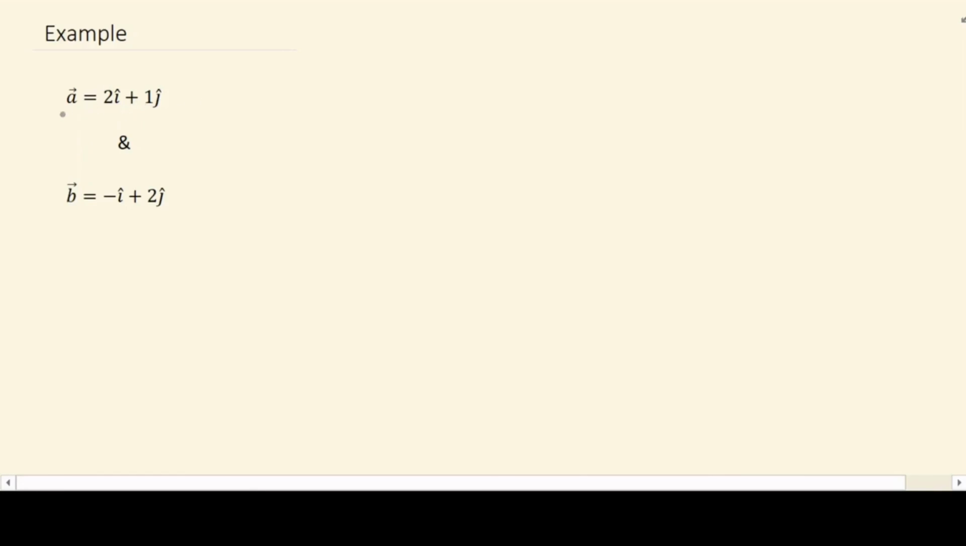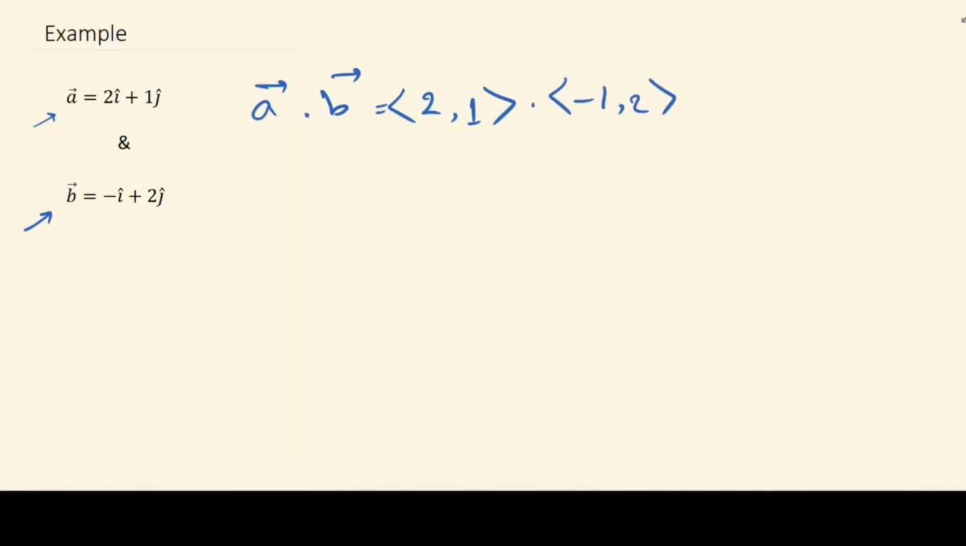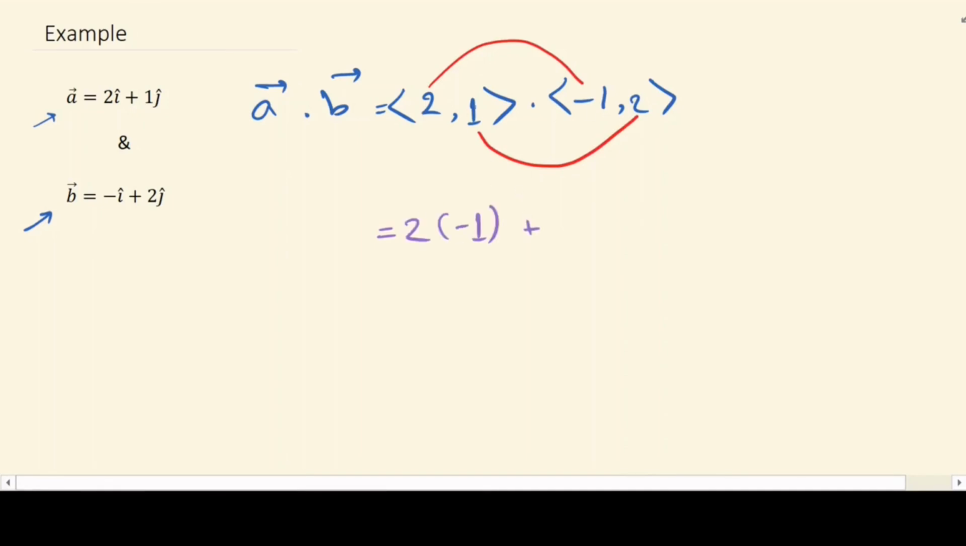So as an example, let's take a look at these two vectors, A and B, and we want to see if these vectors are orthogonal. So let's calculate the inner product of A and B. A dot B equals the inner product of (2, 1) and (-1, 2). We just need to look at the corresponding components and find the products of these corresponding components. The first component is going to give us 2 times -1, plus the second component is going to give us 1 times 2. So the first term is going to be -2, the second term is going to be +2. So the answer is going to be 0.